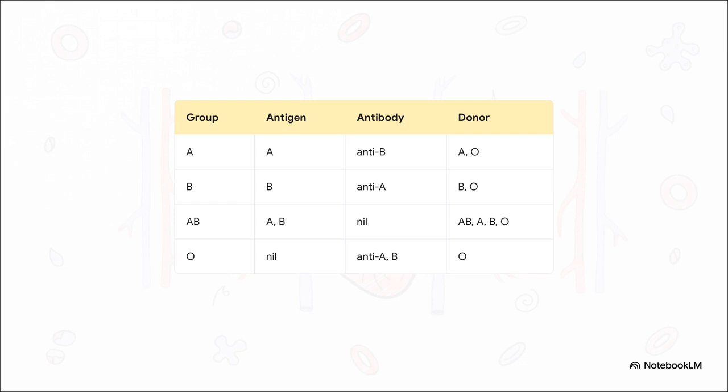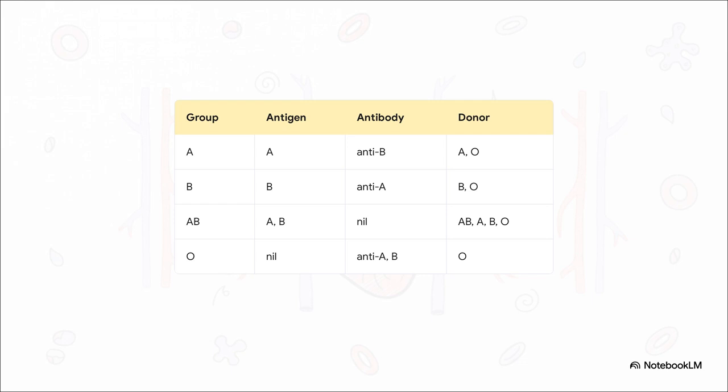It has antigen A on the surface, but it carries anti-B antibodies floating in the plasma. That means Group A can safely receive donor blood only from Group A and Group O. Group AB? It's incredible. It has both A and B antigens, but 0 or nil antibodies.